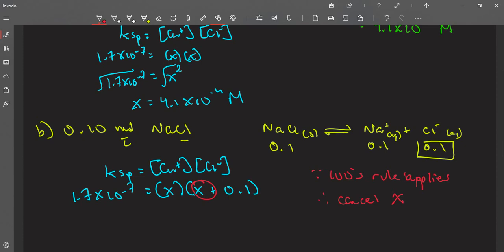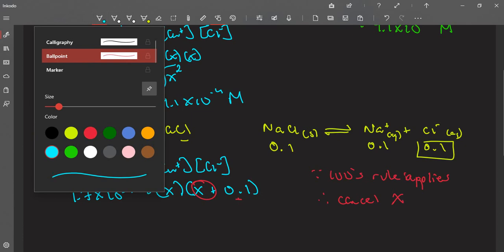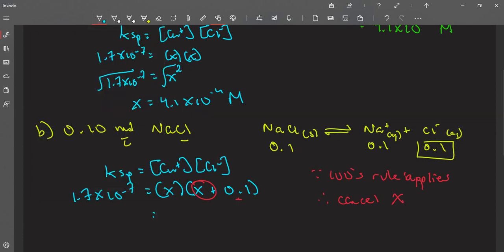What we're saying really is that this change is not sufficient or significant enough. What matters instead is this value here. You can double check by doing this question without that assumption, and you'll see that you get the same answer. So that makes this question a lot easier, right? So we just get 0.1x is equal to 1.7 times 10 to the negative 7. And so we just divide both sides by 0.1, and we get x is equal to 1.7 times 10 to the negative 6 moles per liter.